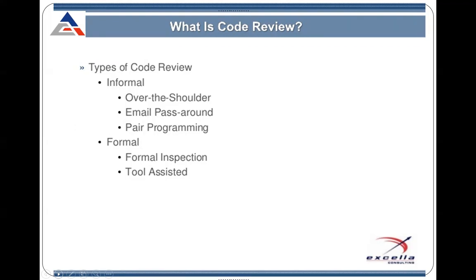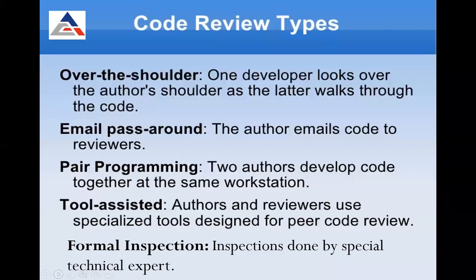There are the following types of techniques in the code review. First type is informal and second type is formal. The informal is further divided into over the shoulder, email pass around, and peer programming. The formal technique involves formal inspection and tool assisted review. Let's discuss the informal and formal activities. In the informal activity, over the shoulder, one developer looks over the author's shoulder as the latter walks through the code.